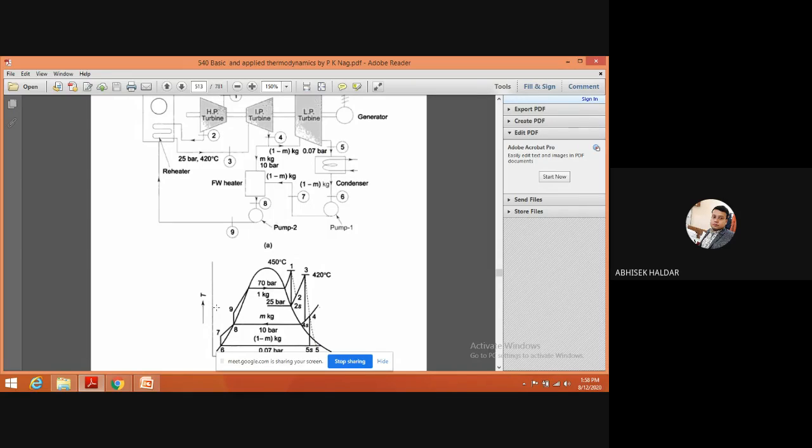It is not like that from 30 bar to 25 bar I will extract the steam. It is not like that. The majority of the expansion, from 30 bar up to say 4-5 bar, is done. That means most of the pressure is dropped first. What is the reason behind this?